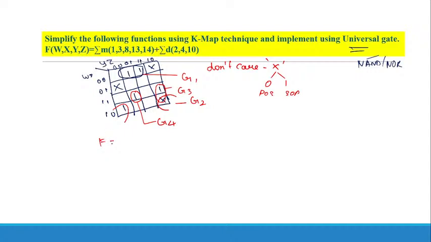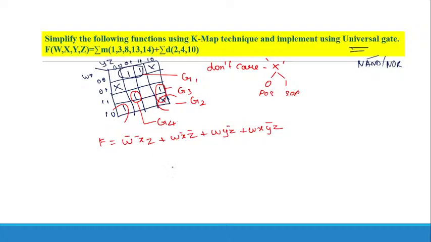So this is how you will get the expression. F is equal to the sum of G1, G2, G3 and G4. G1 is W bar, X bar, Z. G2 is W, X bar, Z bar. Then G3 is W, Y, Z bar. Then G4, the intersection of the row and column, is W, X, Y bar, Z. So this is the reduced expression of the given function with the don't cares.